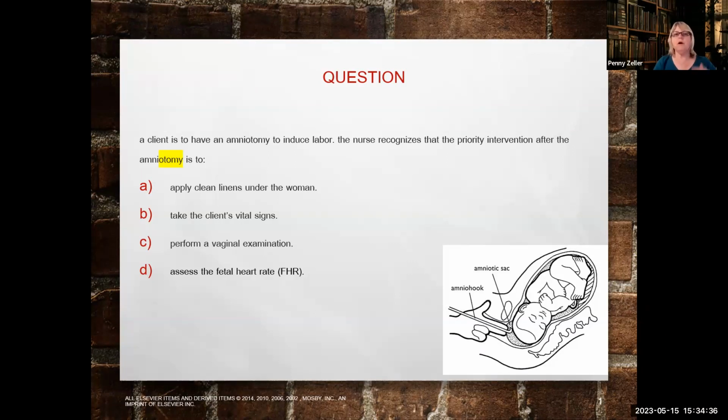Okay, so when all the water is draining out, all the amniotic fluid is coming out, it actually causes that fetus to be less buoyant. Okay, we want to make sure that there's still adequate fluid so the baby can move around and not have any distress, and to help prevent the prolapse of the cord. So we want to assess the fetal heart rate. Okay.